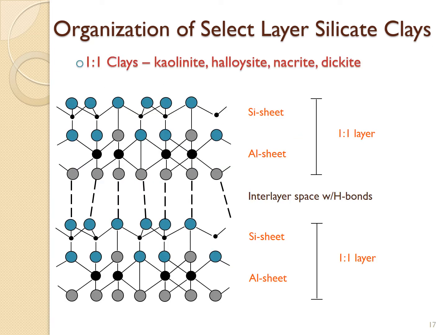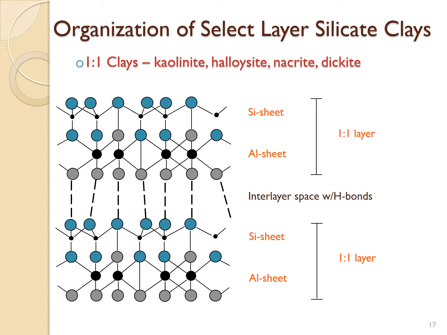So here again, we see a one-to-one. Okay, so we have our silica sheet and then one aluminum sheet and an interlayer space, and then the structure repeats itself. We have one silica sheet to one aluminum sheet. And please remember, the silica sheet is the tetrahedral sheet, and the aluminum sheet is the octahedral sheet. So these are one-to-one layers. Okay, and they're held together by hydrogen bonds in their interlayer space, so they don't expand or anything.